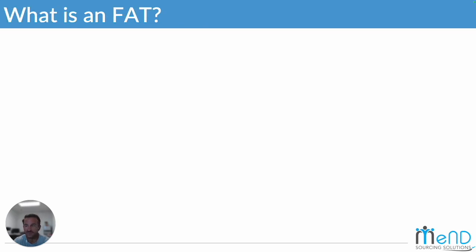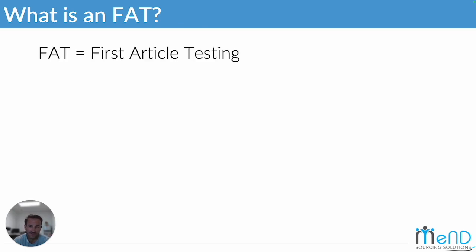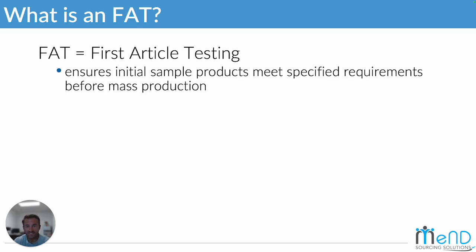So first off, let's dive into what is an FAT. Well, first and foremost, we need to know what an FAT stands for. Sometimes it's regarded as the FAT or just first article test. And what this is doing is it's ensuring that the initial sample of the product that you're going to deliver to the government meets specific requirements before you produce the entire lot or the entire mass production of the item. Okay, so think about it as a quality check from the DLA side.